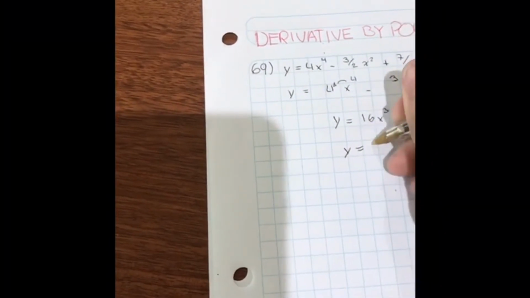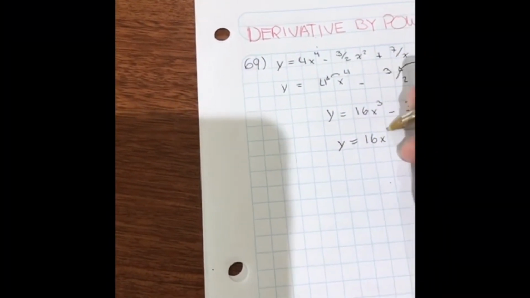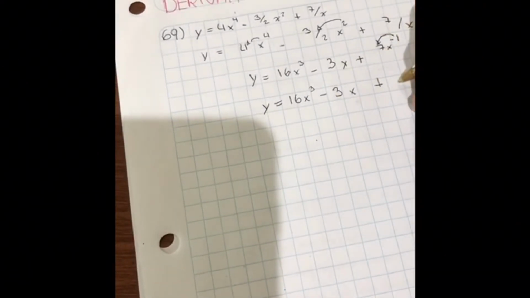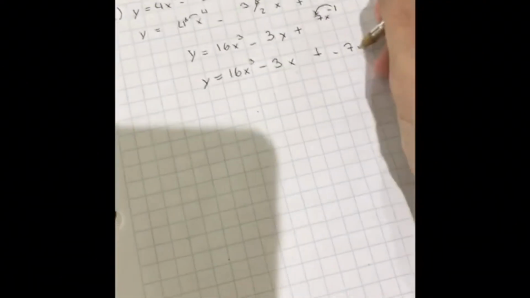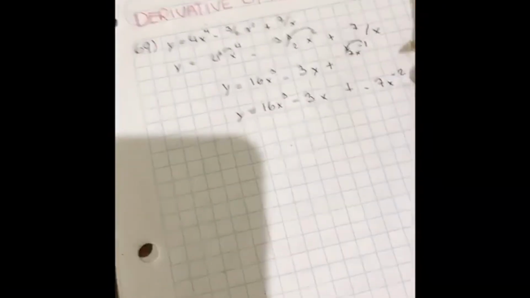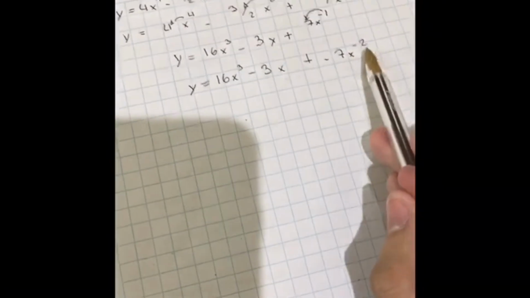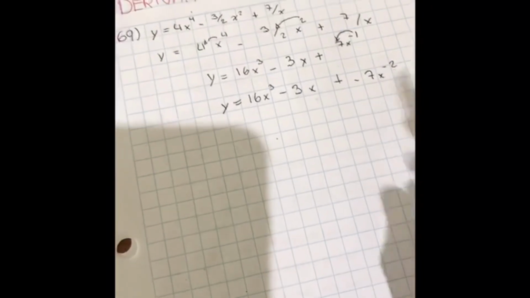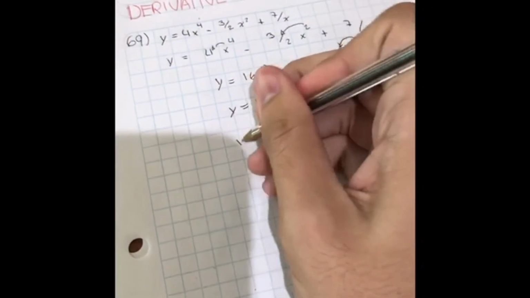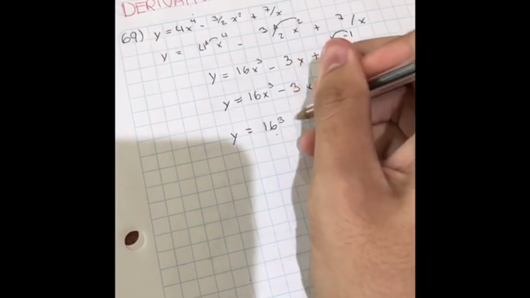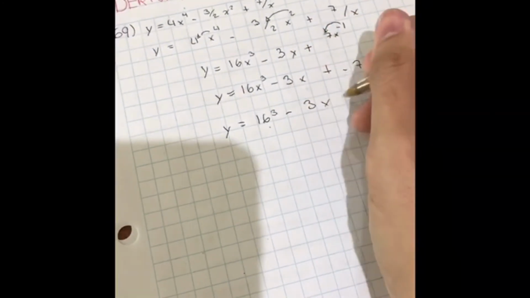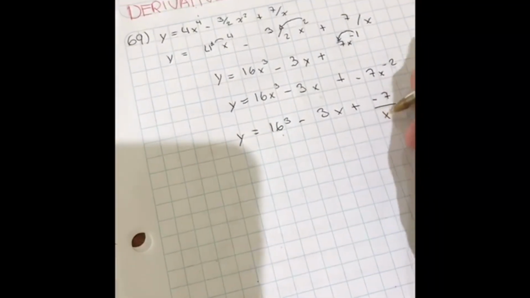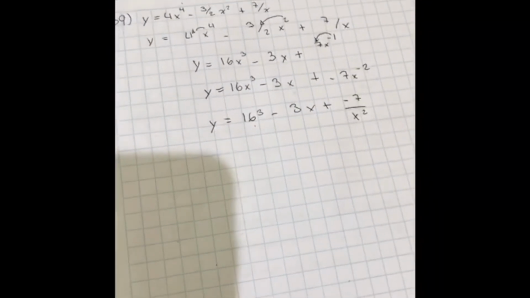So we have 16 thirds minus 3x plus minus 7x to the negative 2. Since we can't have negatives on the top, we take down the 2. So it goes y equals 16 thirds minus 3x plus negative 7x to the second power. And that's your final answer.